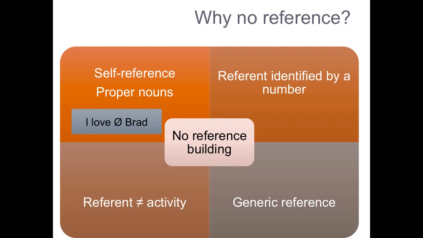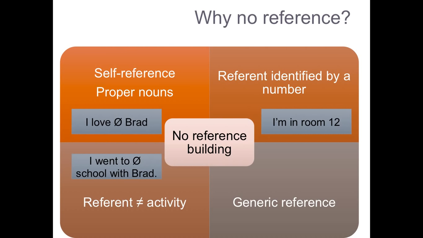You don't build the reference because some element, and it usually is a number, builds it for you. When you say, "I'm in room 12," nobody is going to ask you which room. The room is identified thanks to the number. Or, on the contrary, 0 is there to tell you, "I don't want to identify your referent." When you say, "I went to school with Brad," you don't care which school. The point is not to identify the school, but to describe an action, which is basically studying.